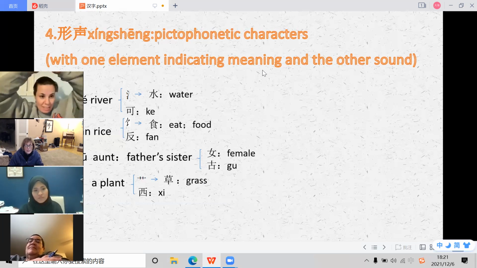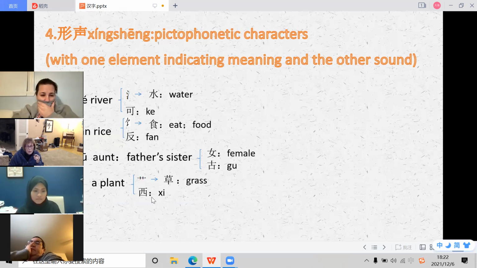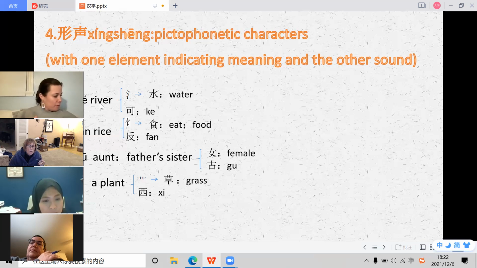Meaning, sound. Yeah, but not all the sounds are exactly the same as the original sound. Some will change because time changes, and some meanings are also not the same, and some meanings are maybe related to the character but not the same. For example, water is related to river, but they are not the same.